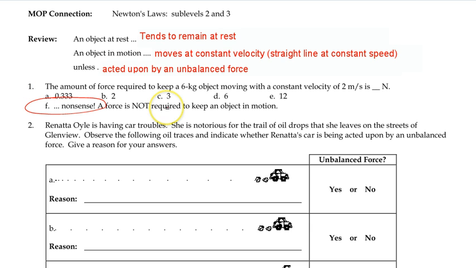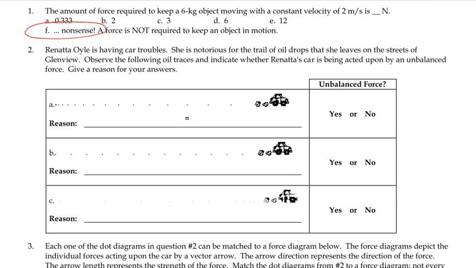Okay, so a common misconception is that you have to have a forward force to keep things moving. Not required. Depends on circumstance on whether you'll have to balance other forces out, but you do not need a forward force to make something continue to move forward. It's inertia that does that for you.